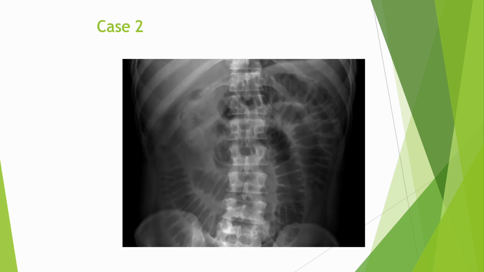This is another slide that's illustrating much of the same. You've got multiple loops of small bowel that are dilated. You can see the valvulae convergentes, and it's bigger than the usual 3 centimetres of what it's meant to be.